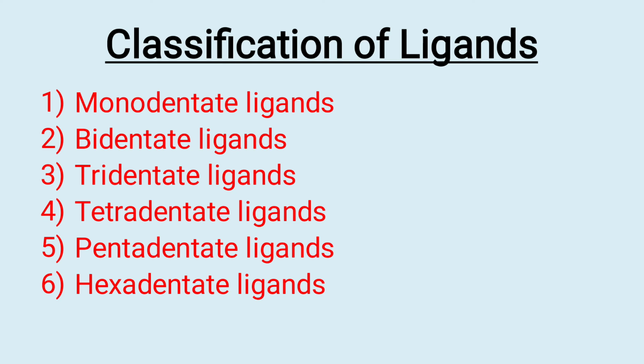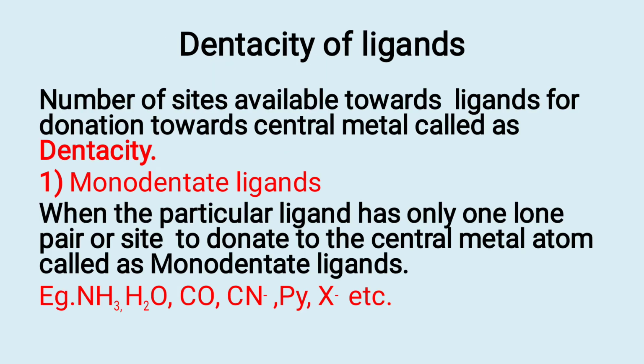Ligands are divided into various categories: monodentate ligands, bidentate ligands, tridentate, tetradentate, pentadentate and hexadentate, and so on. So this is the classification. I am not going into great detail, I will just tell you the definition and examples of these various ligands. In terms of ligands, there is one terminology called denticity. Denticity refers to the number of sites available on the ligand for donation towards the central metal atom.